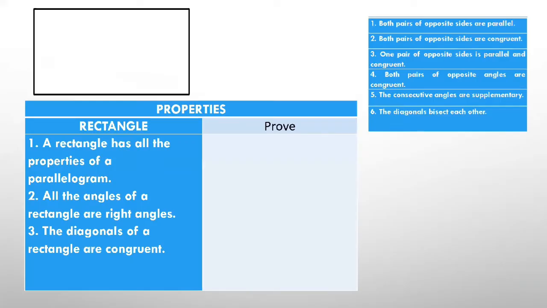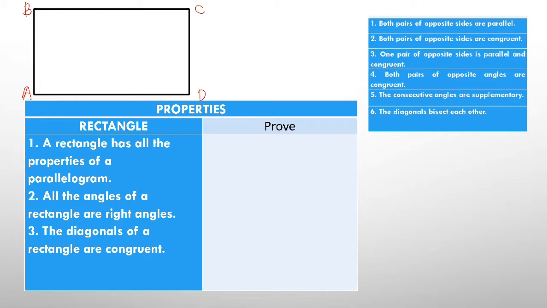So for our rectangle, we have here the figure above, which is our rectangle, and also we have the properties of rectangle. So here, let's say that we have the rectangle A, B, C, D. So we are going to proceed with our properties of rectangle.